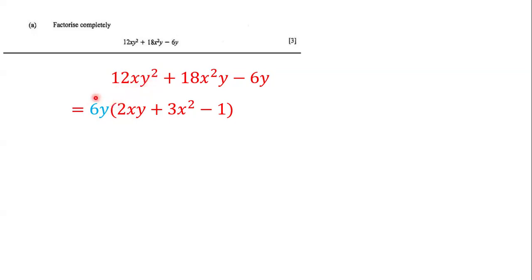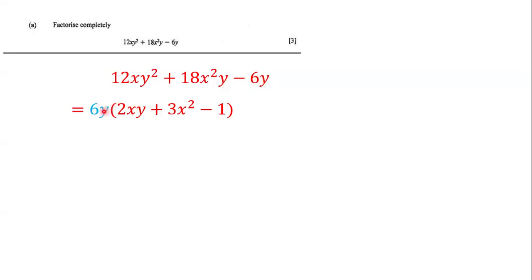Next, we ask ourselves, what times 6 gives us 18? Well, 6 times 3 gives us 18, and so that's what we have here. And notice that we have x squared here, and so that's why we put x squared here as well. And we have y here, and we also have y here, and so that would make sense because 6y times 3x squared is 18x squared times y. All right, so we have to account for this y on the end, so that's why we have this y here as well.